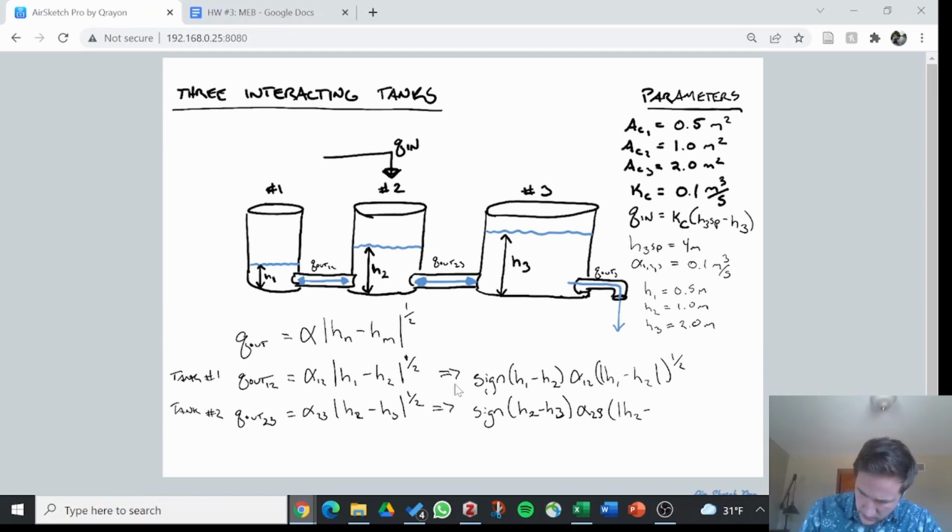I apologize, the software I'm using lags with the writing, and so it gets choppy and doesn't actually catch some of the writing there. There we go. Okay. So this is dictating our flow rates from 1 to 2, and then from 2 to 3, and then from 3 out is just going to be whatever's flowing out from tank 3.